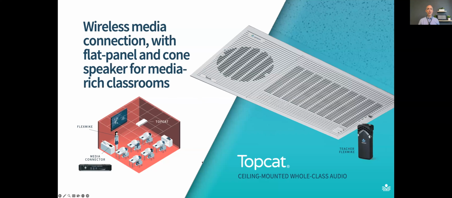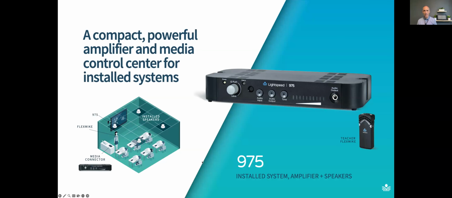And then our final solution is the 975. Our 975 is a traditional amplifier that will go up to multiple speakers in the ceiling. It may be like 4 cone speakers in the ceiling, as is shown right here, and you'll run the speaker wires up to the ceiling.